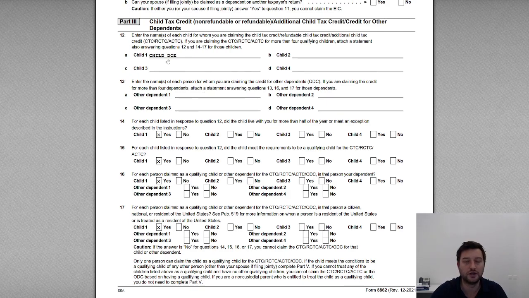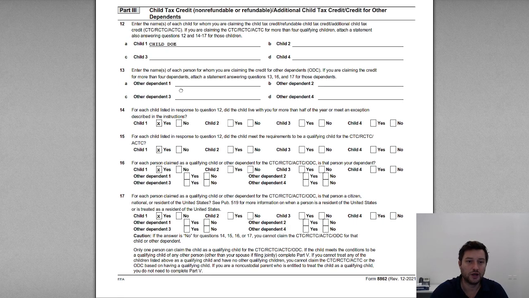So enter the name of each child. In this case, John just has one kid. If you have multiple children that you're claiming, you would enter the name for each child, right? So child Doe here in line 12. Line 13, we're not claiming any other dependents, right? These are just our children. So question 14, for each child listed in response to question 12 up here, did the child live with you for more than half the year or meet an exception, right?